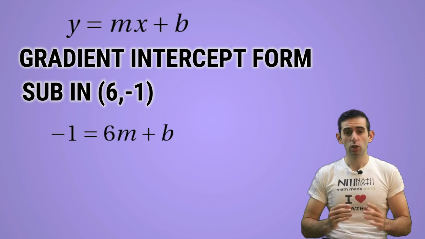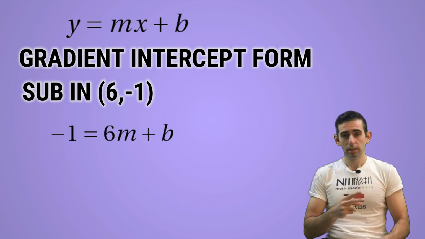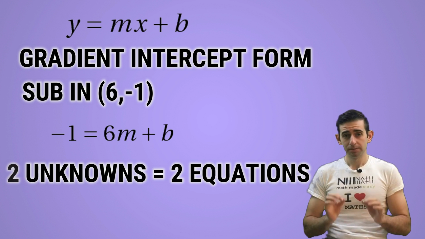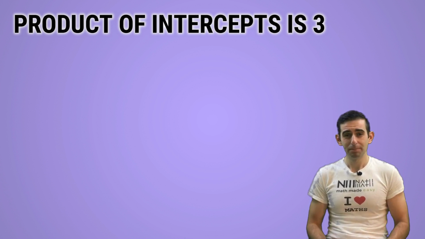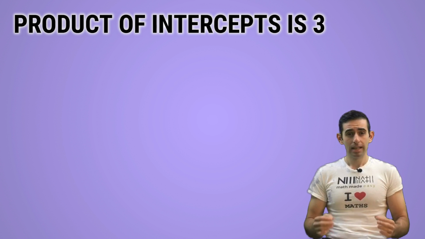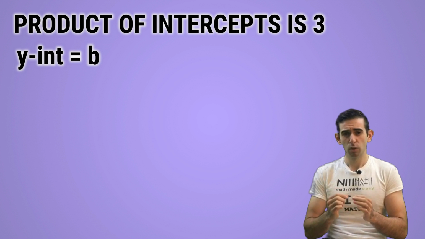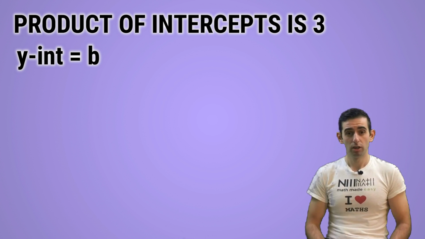That's our first equation, right? So we have to find m and b, that's two unknowns. Remember, two unknowns means we need two equations. We've got one equation. To get the next equation, we'll use the other piece of information, that the product of the x and y intercept is 3. Now the y-intercept is simply b, right? Because the equation is in the form y = mx + b.